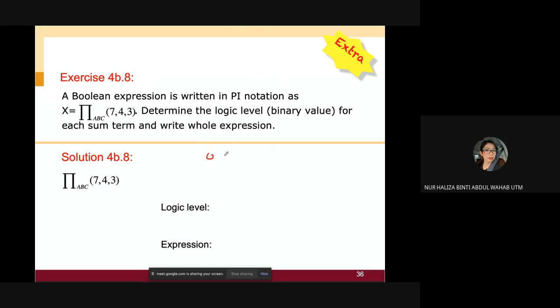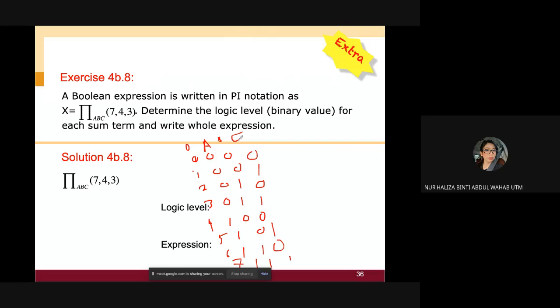Let me show you: 0, 0, 0, 0, 0, 1, 0, 1, 0, 0, 1, 1, 1, 0, 0, 1, 0, 1, 1, 1, 0, 1, 1, 1. And 0, 1, 2, 3, 4, 5, 6, 7. So this one is decimal, this one is binary for your input. So this one is A, B, and C. This one is just to show you, please don't confuse.